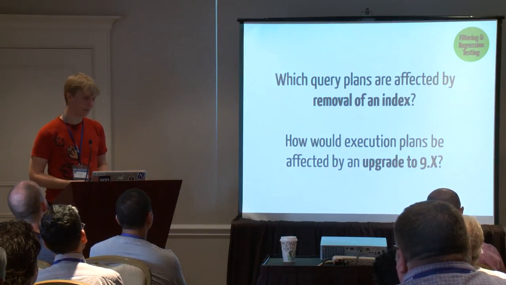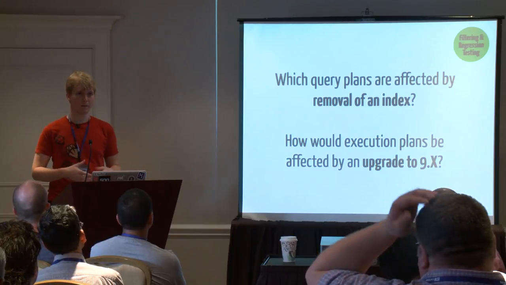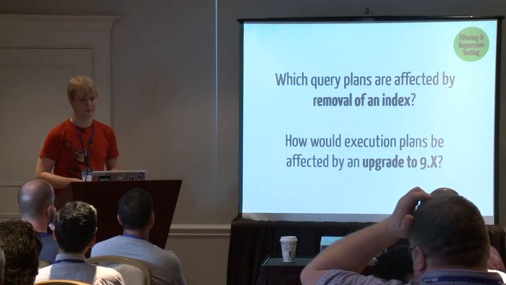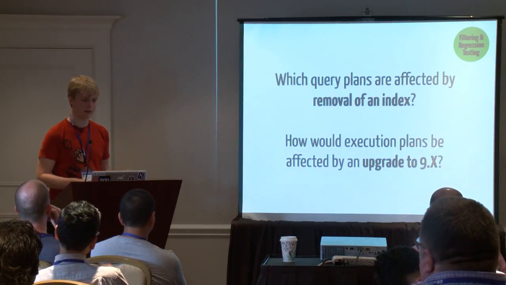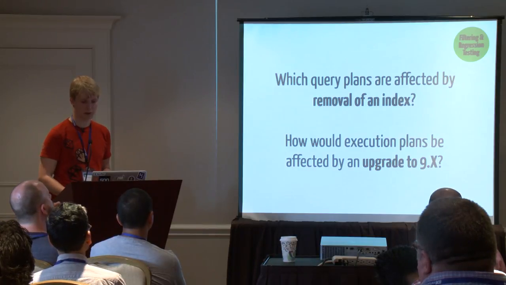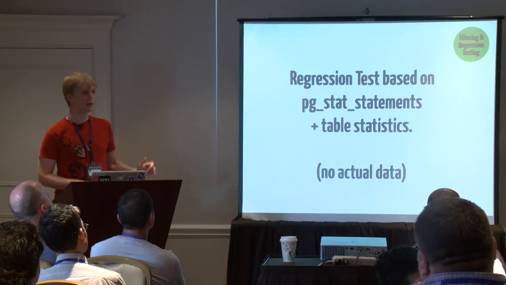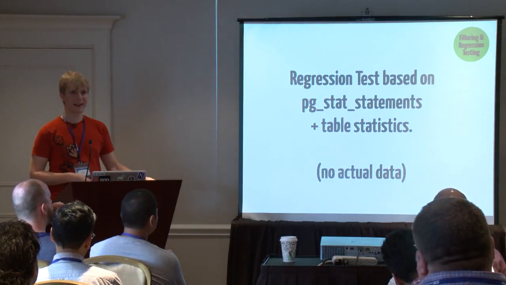right? Because a lot of people have regressions when they update Postgres because the plans, for some weird reason, change. 9.3 broke some people's plans, and then maybe it's fixed, maybe it's not fixed, but you want to know before the upgrade. And so the basic idea here was, instead of actually doing all of this, basically faking the data.